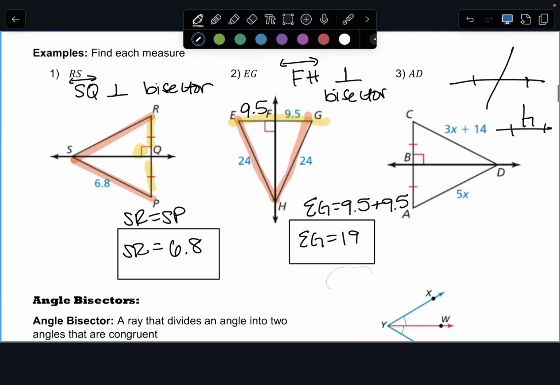Okay. Last one. First, do we have a perpendicular bisector? Yay or nay?